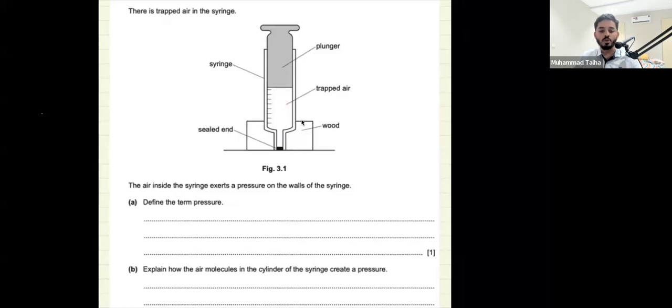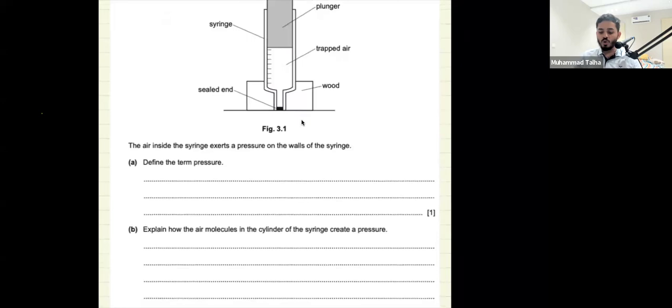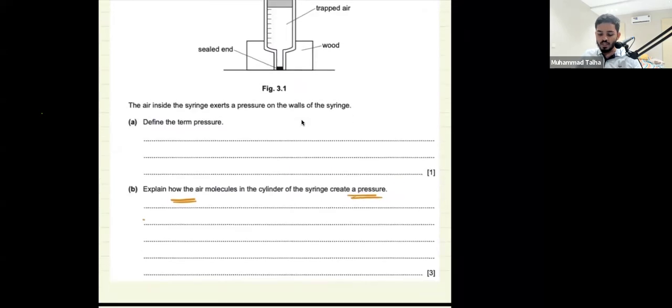But that's not really what the question is asking. It just wants you to talk about how there is a pressure in the first place. So the first thing you talk about is the random motion of molecules, which means that they are always moving. And in doing so, they collide with the walls of the container.